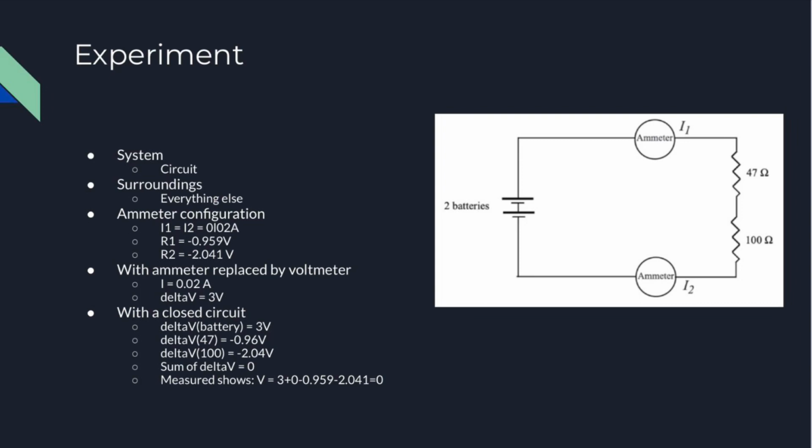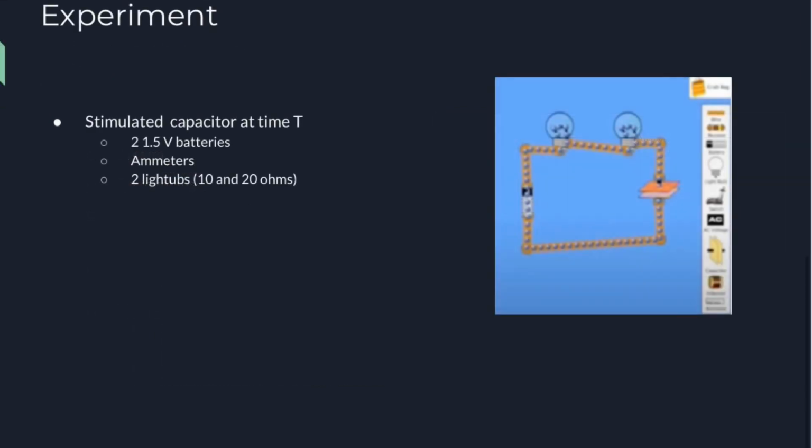The potential differences of the 47 and 100 ohm resistors were negative 0.96 and negative 2.40, and the sum of the potential differences was 0. Then in the second experiment, we had a simulated capacitor at time t with two 1.5 volt batteries, emitters, and two light bulbs, which had 10 and 20 ohms as their recordings.